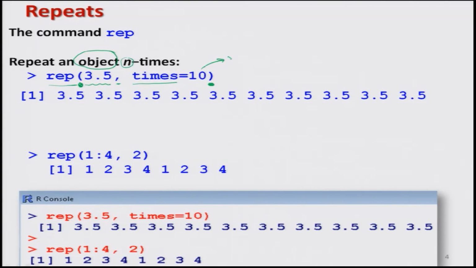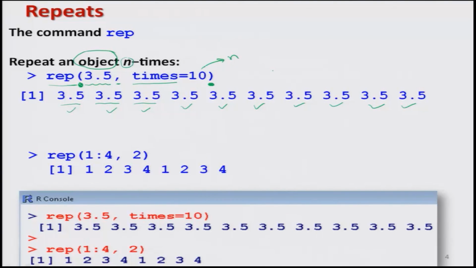So, this is the value of n. That means I want to repeat the 3.5 value 10 times, and as soon as you enter you get 3.5, 3.5, 3.5, and this is recorded. Let us see how many times: 1, 2, 3, 4, 5, 6, 7, 8, 9, 10. So, you can see here that the 3.5 value is repeated 10 times.